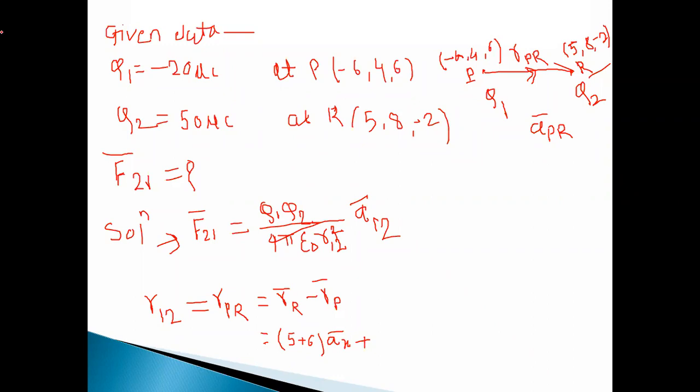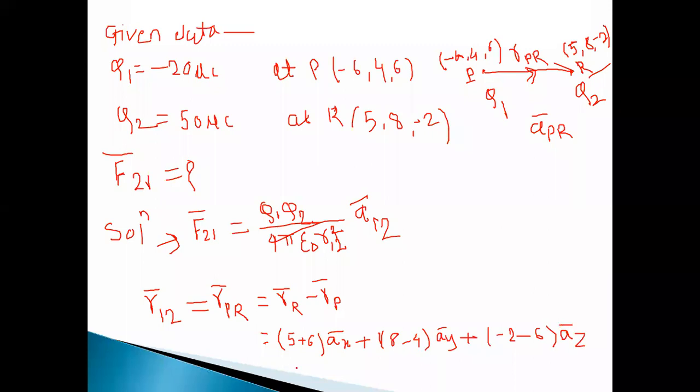Yes, this is r bar 1, 2. Then we have to find the magnitude. So then second coordinate is 8. Note it. 8 minus 4 into unit vector a bar y. Then third coordinate, z coordinate is minus 2, and minus 2 minus 6 into unit vector a bar z.